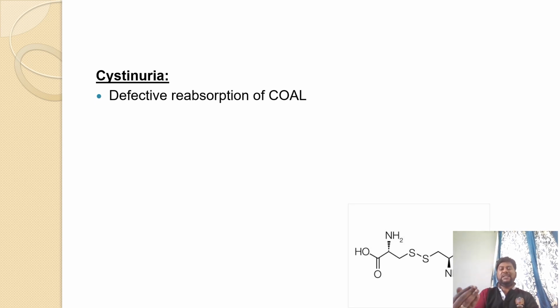Okay, so when this cystine is excreted in excess in urine, the molecules will condense with each other to form a cystine dimer, and that dimer, because of the acidic pH of the urine, will crystallize and lead to renal stone formation. These patients mainly present with renal calculi.